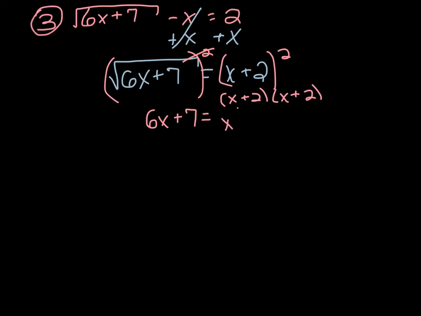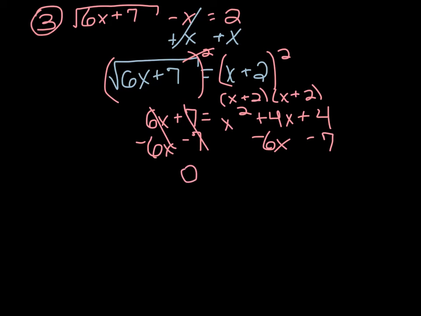So that'll give me x squared plus 4x plus 4, because the outer and the inner, 2x plus 2x, gives me 4x. I need to get it into standard form because it is a quadratic. So I'm going to subtract the 6x over and subtract the 7 over. So 0 equals x squared minus 2x minus 3. And then in order to solve, the easiest way would be to factor. You could obviously complete the square, but in this case, you're able to factor.